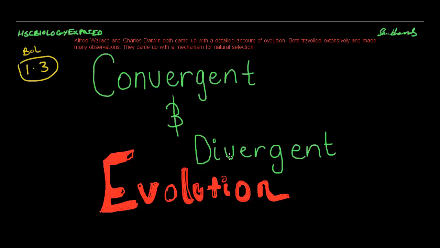Today we'll be talking about convergent and divergent evolution, which is just a part of this dot point. Later on we'll also be talking a little bit about Charles Darwin and his theories. Okay, so to start off, Alfred Wallace and Charles Darwin both came up with a detailed account of evolution. Both travelled extensively and made many observations. They came up with one mechanism for natural selection.